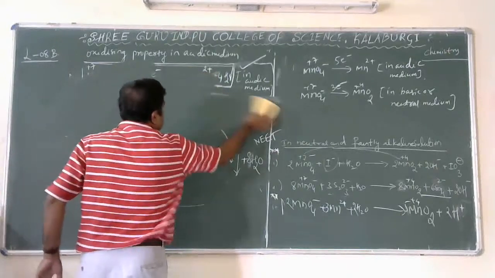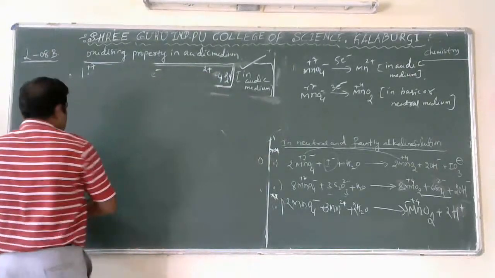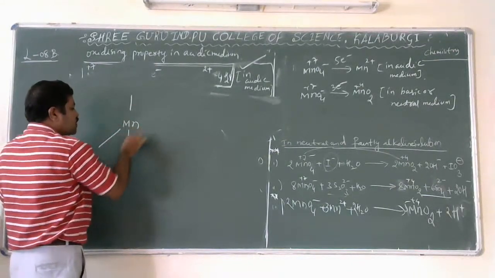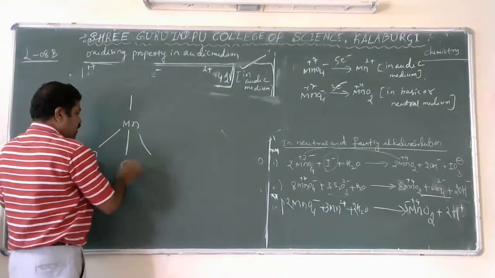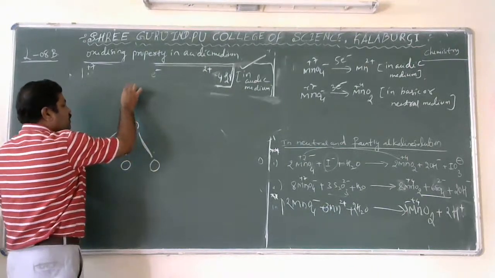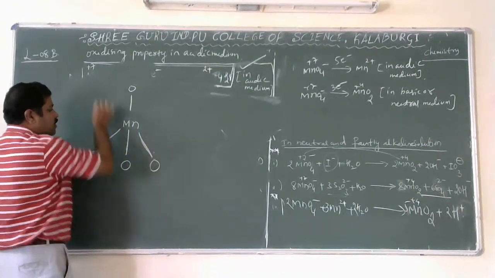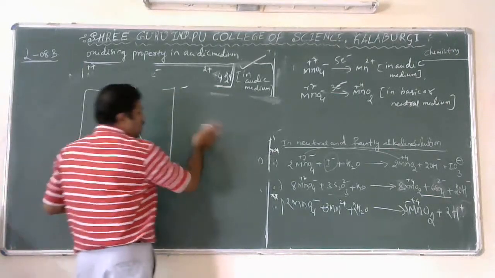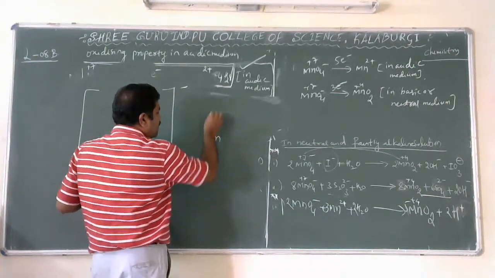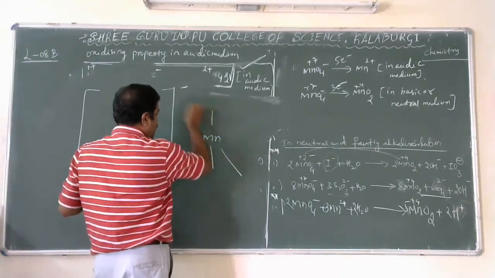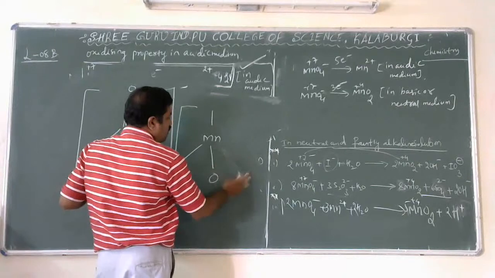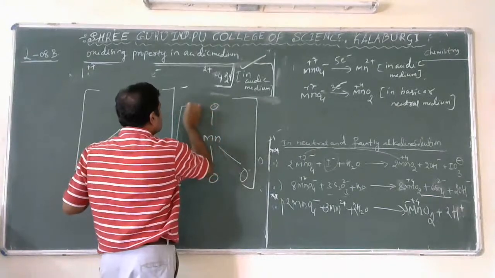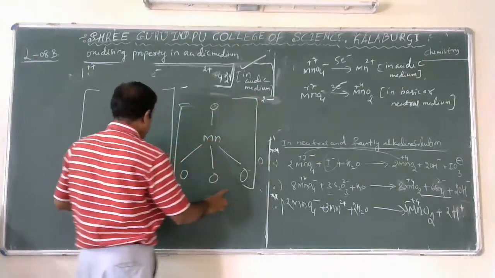Manganate and permanganate, what's the difference? Permanganate is MnO4, 1, 2, 3, 4 oxygens. This is for MnO4 minus. But MnO4 2 minus also has 1, 2, 3, 4 oxygens. This is the structure for manganate, and this is permanganate.